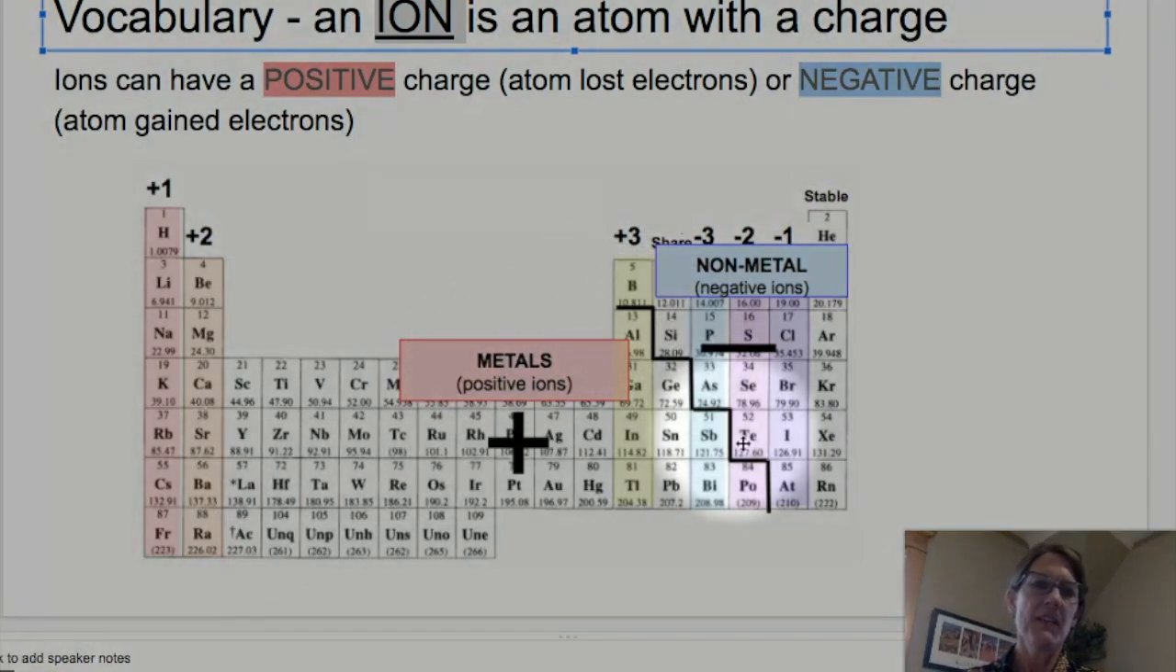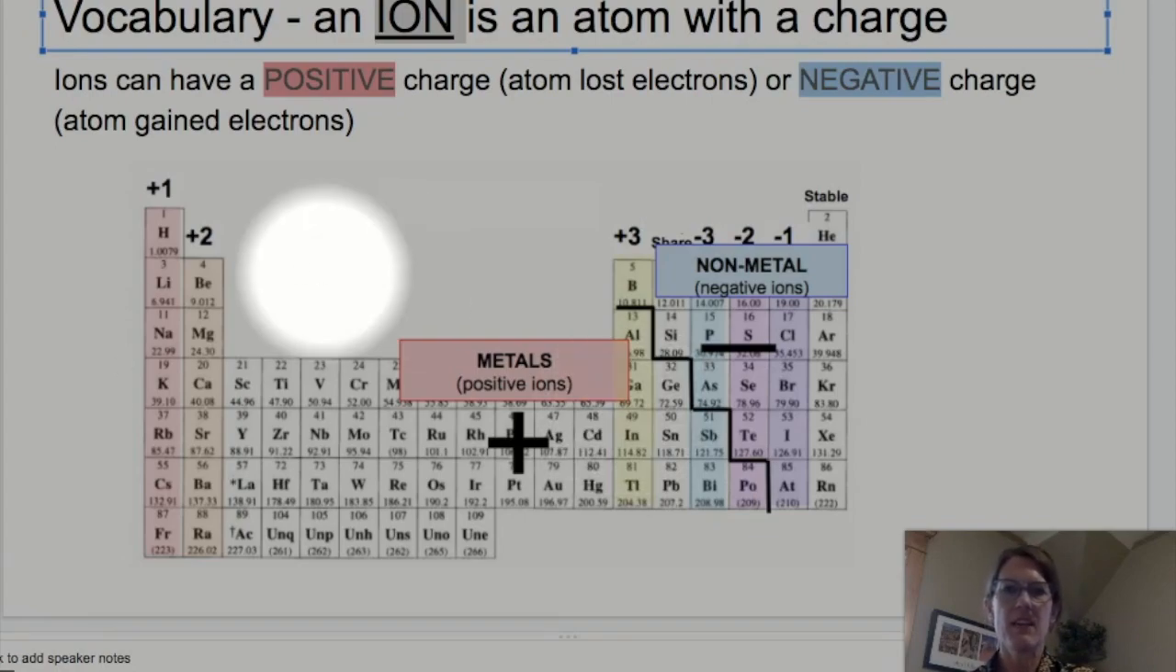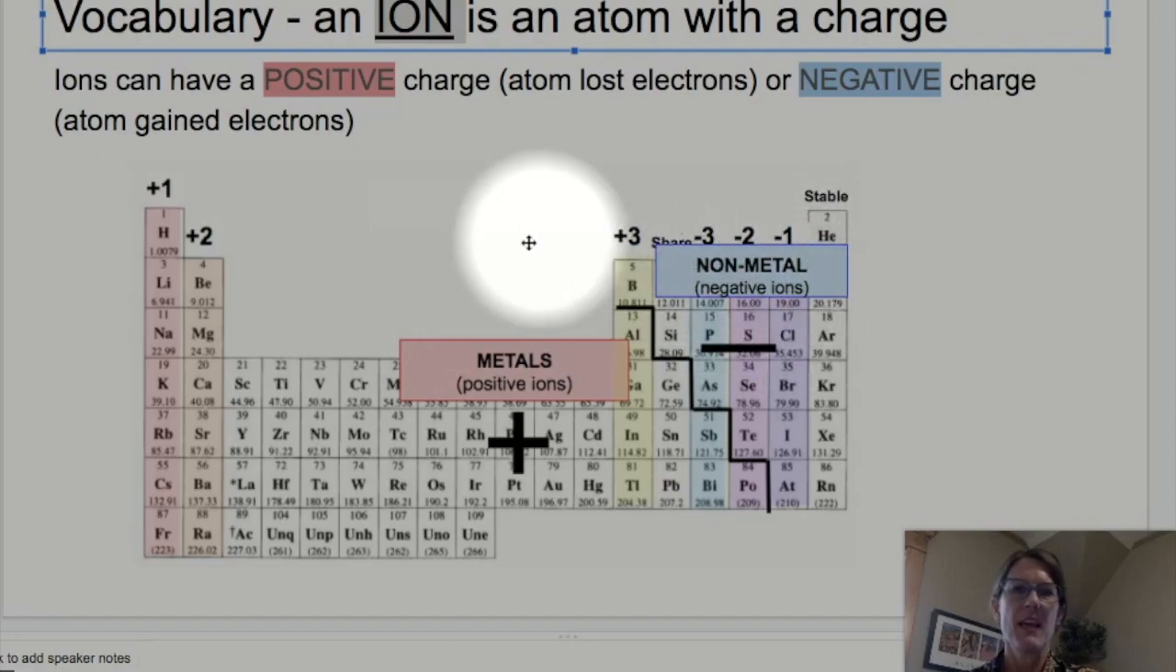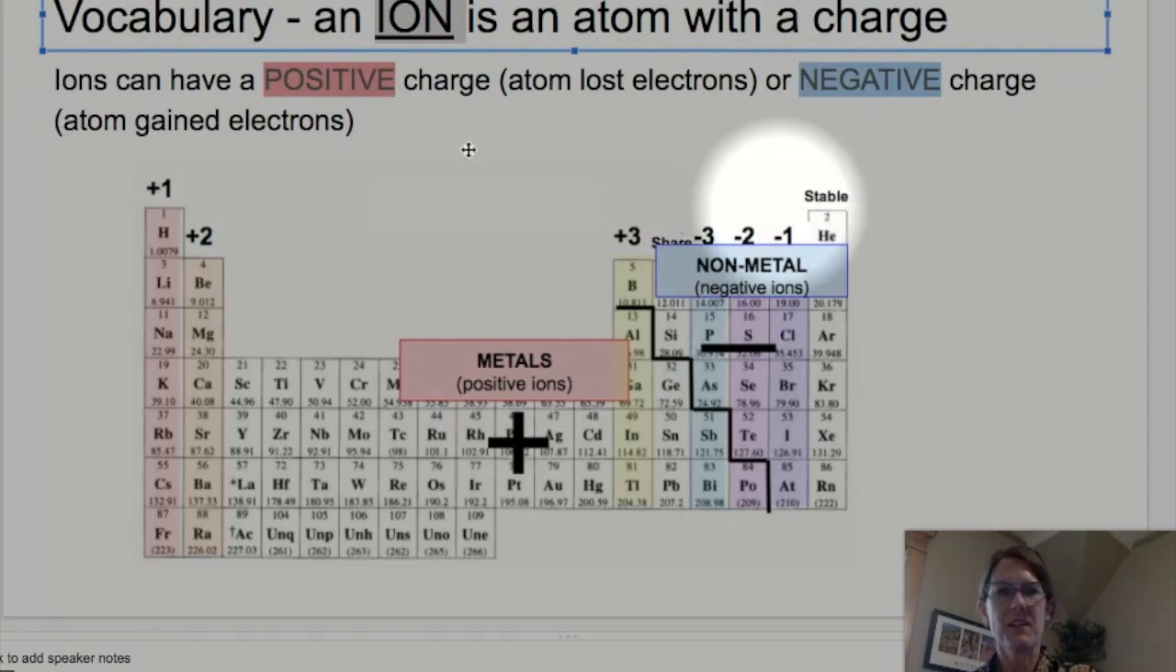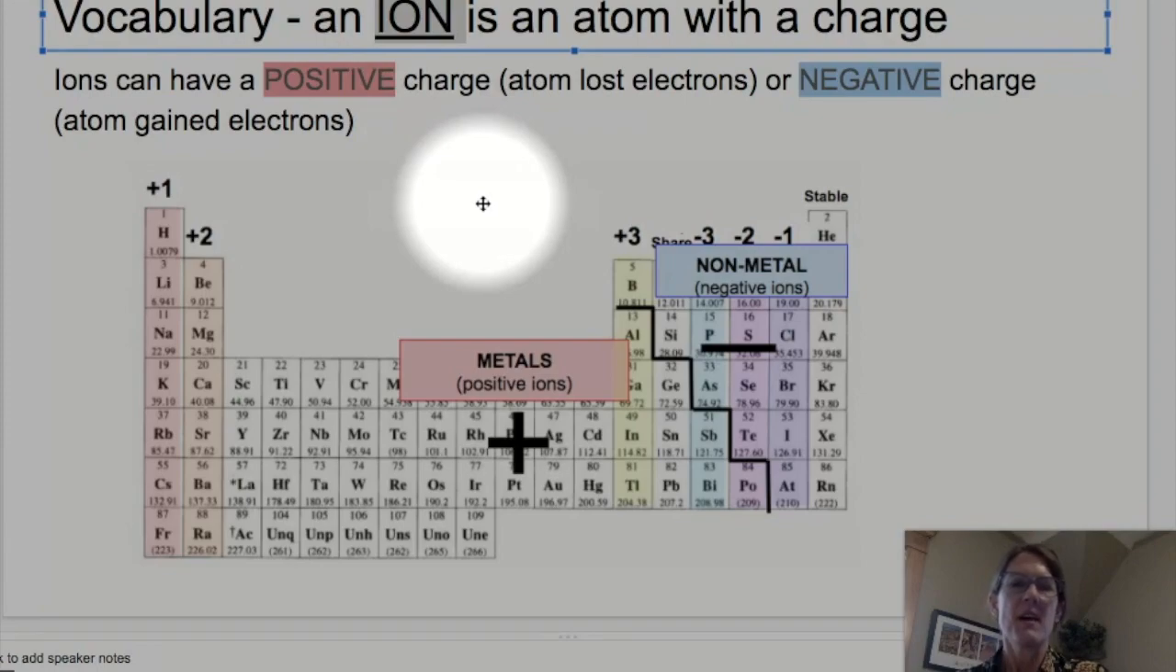It's helpful to know that on our periodic table, remember the step line right here, that divides the metals. So all of these on this side are metals from the nonmetals. And I'm using some pink here to help you see that the metals are always going to become positive ions, and the nonmetals always become negative ions. And you'll learn a lot more about that as we go.